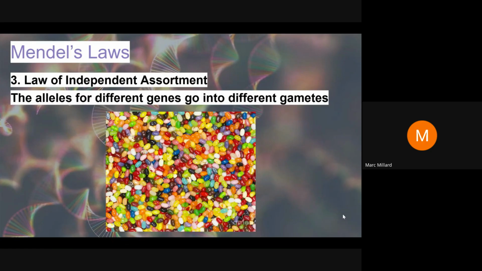And then the last is the law of independent assortment. The alleles of different genes can go into different gametes randomly. And that wraps up Mendel's laws and wraps up the end of this presentation.